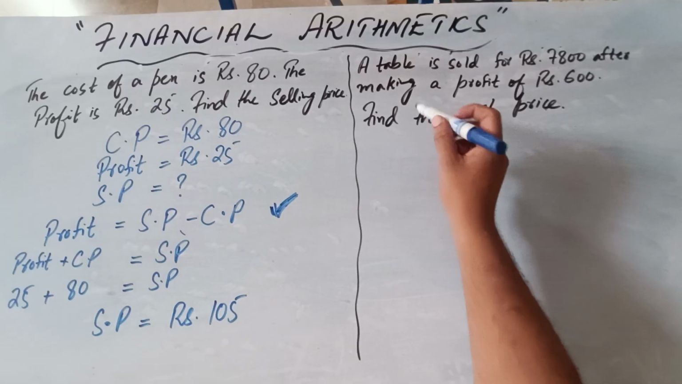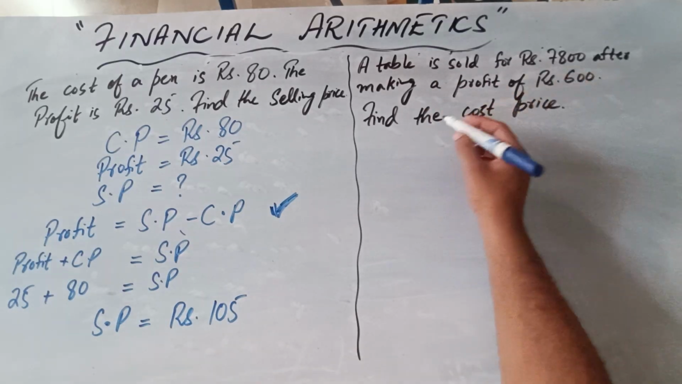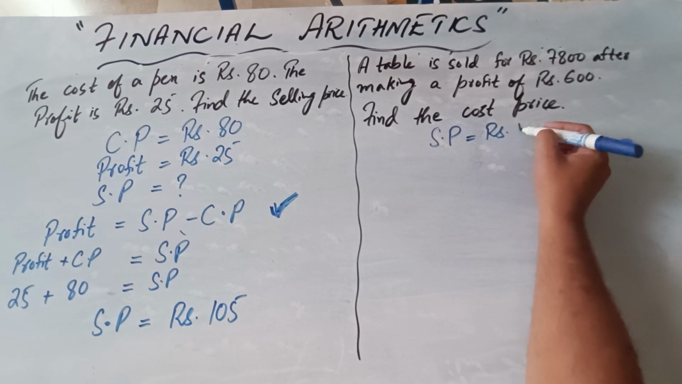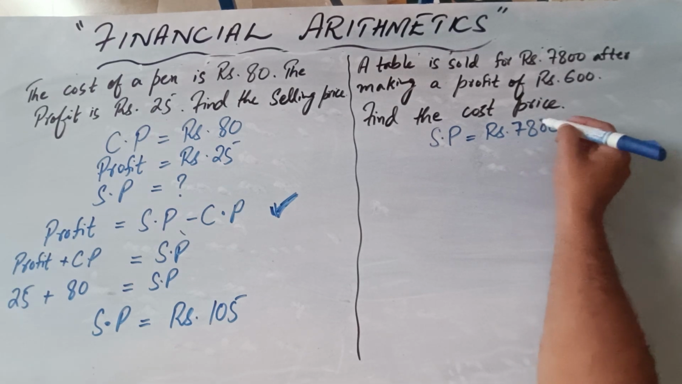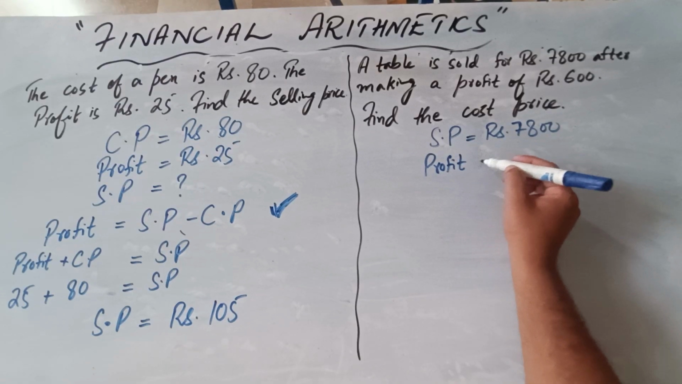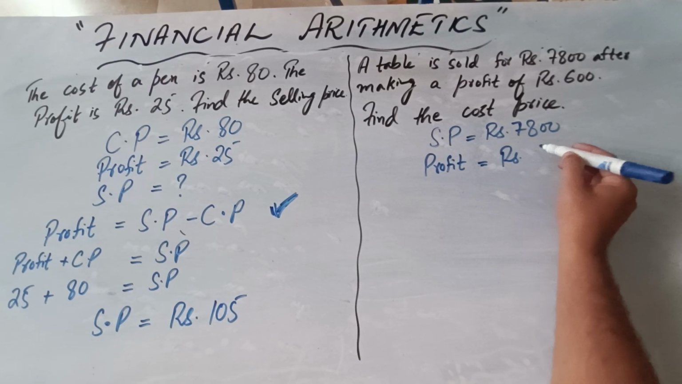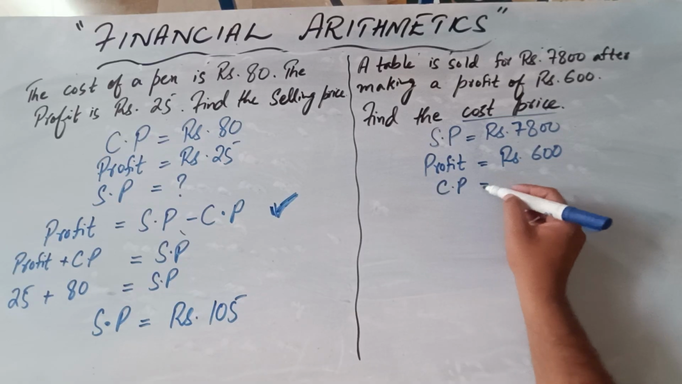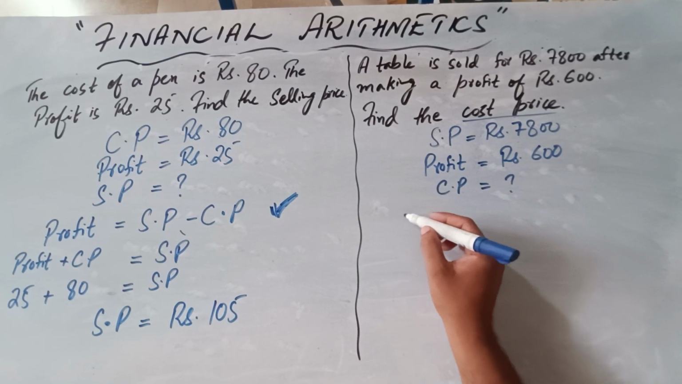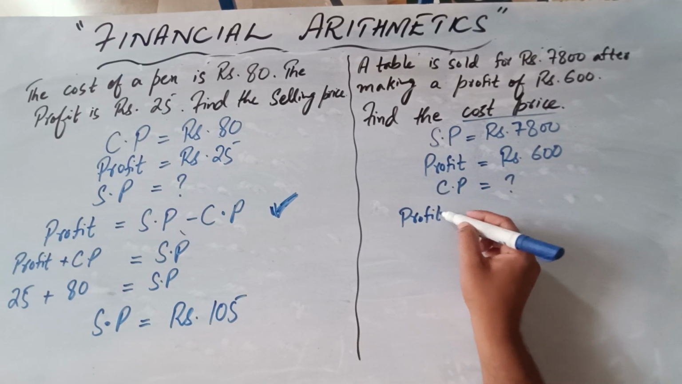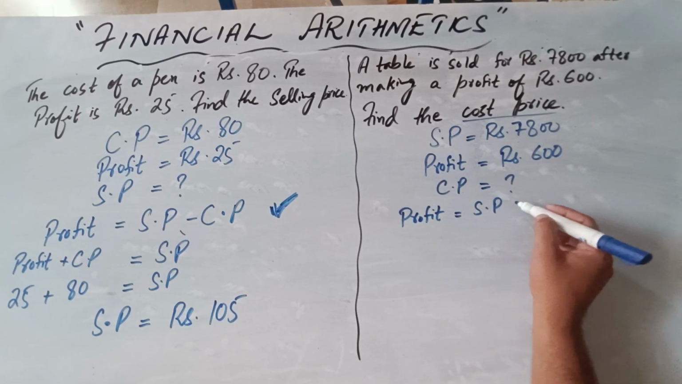Now let's look at the next one. A table is sold for, and sold for means this is the selling price, rupees 7,800, after making a profit. Profit is also given, rupees 600. Find the cost price. Now cost price is unknown, so again we write down the same formula: profit is equal to SP minus CP.